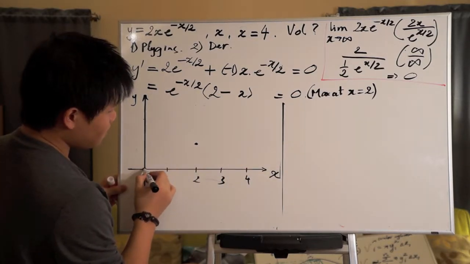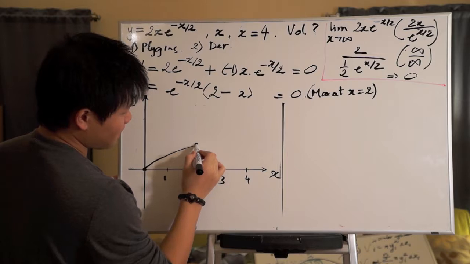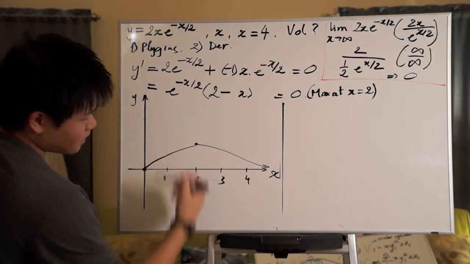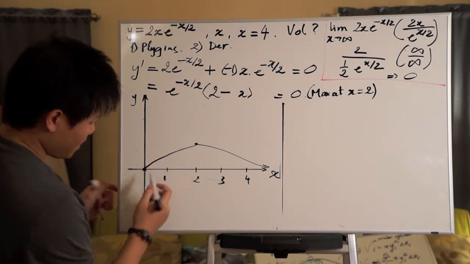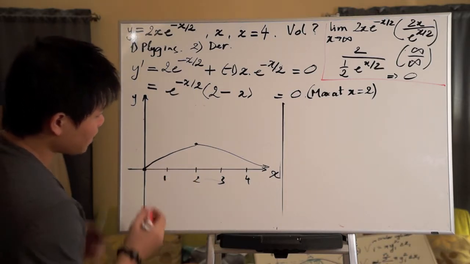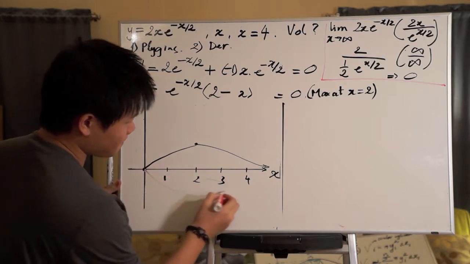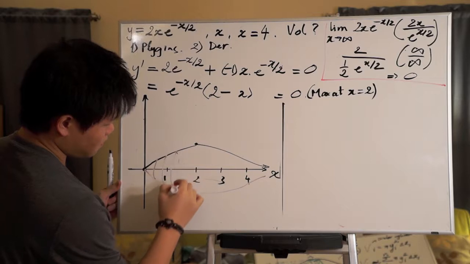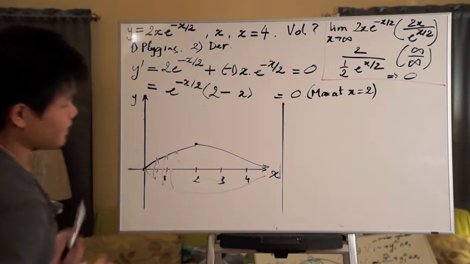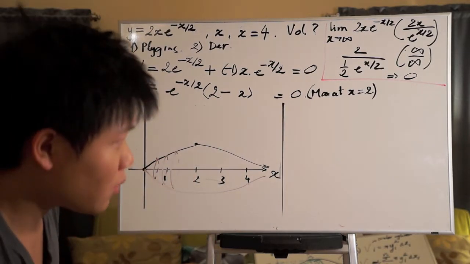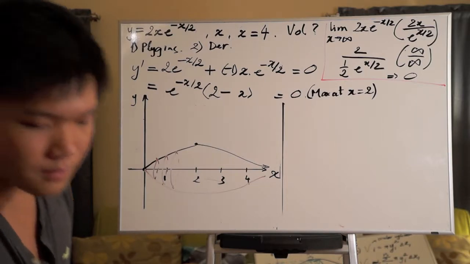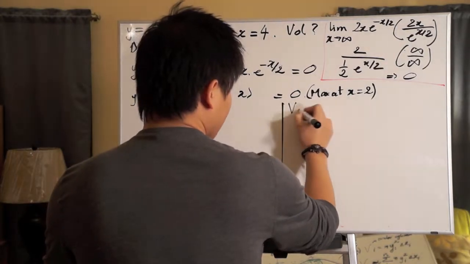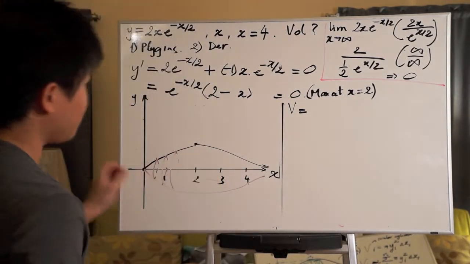So you go from 0, you go to 2, you go to the max, and then you approach 0. And then you form a solid around the x-axis. Something like that, okay? So now we're going to apply the equation that we just derived, which is the volume. This is in terms of y, right?